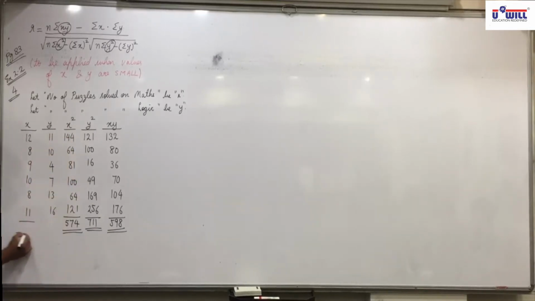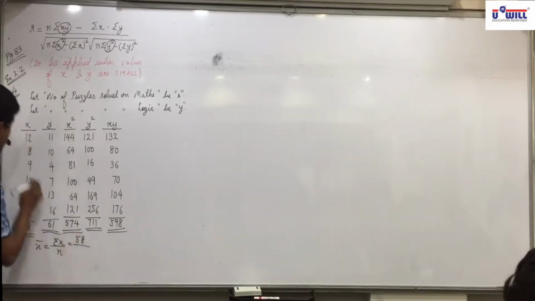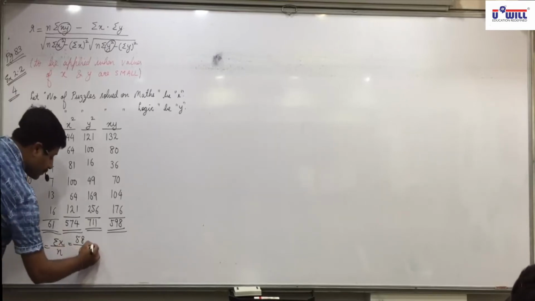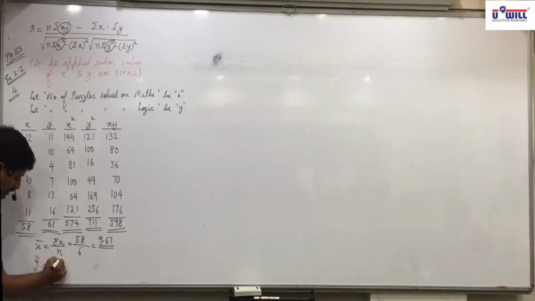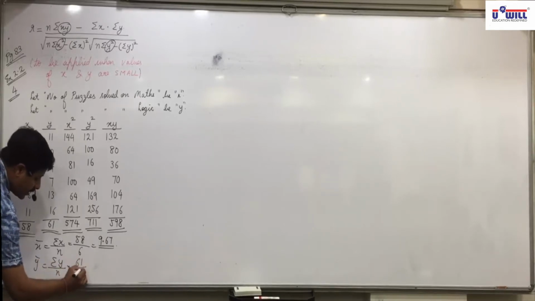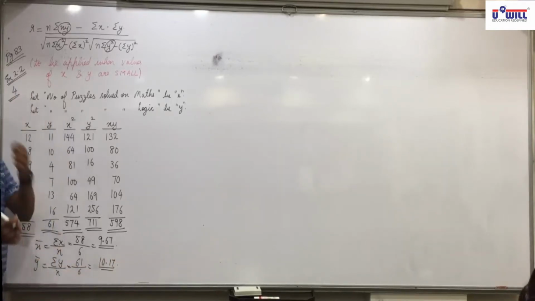Total of x and y will also be required. Sigma x is 58, sigma y is 61. As I said, just as a matter of practice, always find x bar and y bar. Here it is of no use, but find it. It will be useful in the other formulas. So x bar is sigma x upon n, 58 divided by 6, 9.67. y bar is sigma y upon n, 61 divided by 6, 10.17. In this formula it is of no use, but you find it in all the questions. Okay?